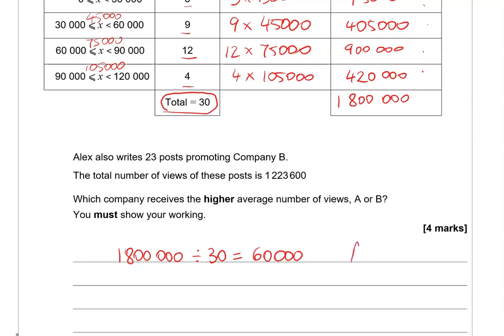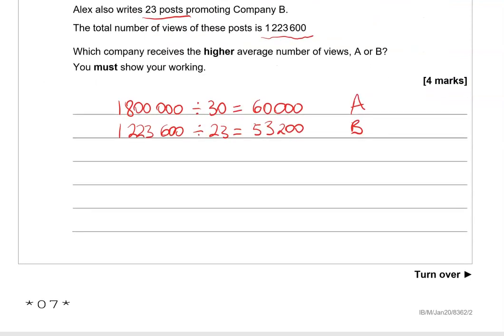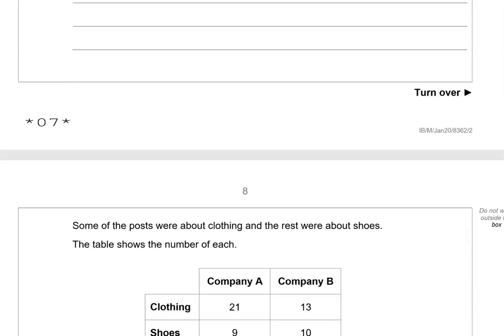That's for company A. Now company B, that's the total number of views, 23 posts, so we're going to do 1,223,600 divided by 23, 53,200 for company B. As we can see, on average, company A has a higher number of views. So we're going to say company A.